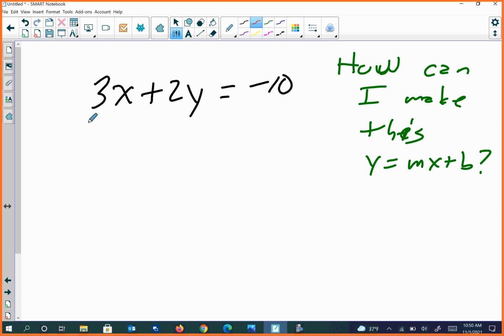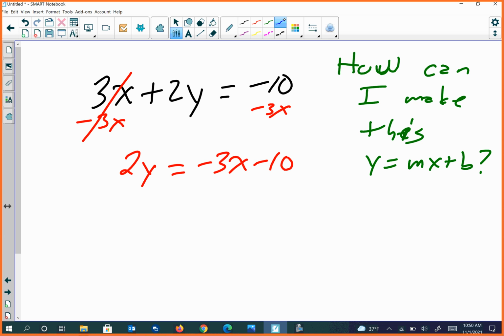I'm not covering up anything. I'm moving it. Yeah, I'm going to subtract 3x from both sides. Now, if those cancel, can I combine negative 10 and negative 3x, or are they unlike terms? They're unlike, so I'm going to write this. Agree?